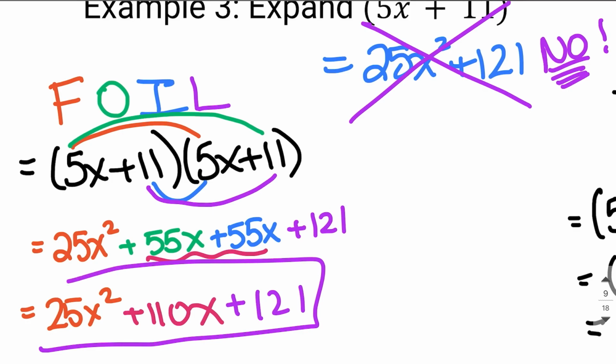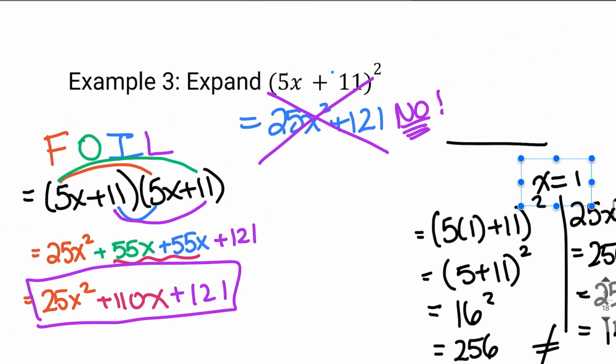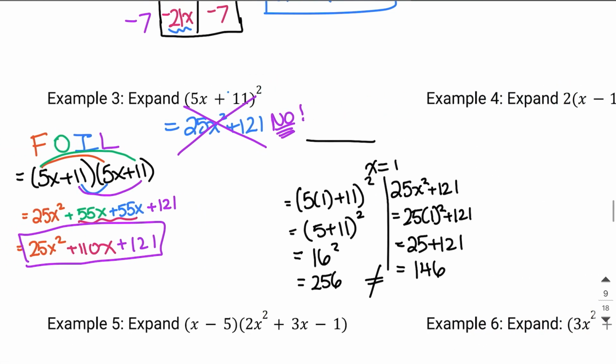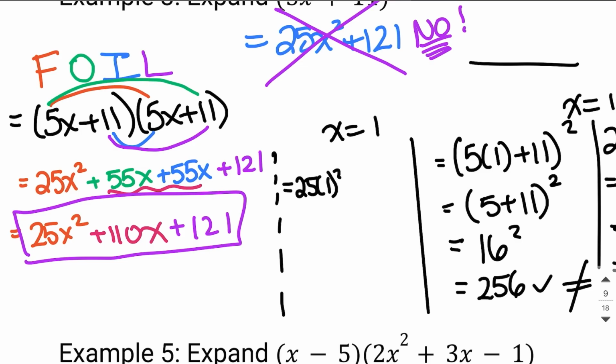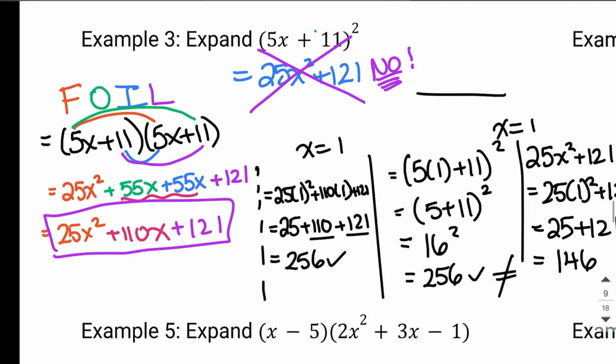So if you notice right here, this being the final answer, it's missing 110x, which is a huge amount. So let's double check to see if that matches with this 256 when x equals 1. I will do 25 times 1 squared plus 110 times 1 plus 121. 25 times 1 squared is 25, 110 times 1 is 110, plus 121. When I add all of these numbers together, 121 and 110 is 231, plus another 25 would give me 256, so it works.